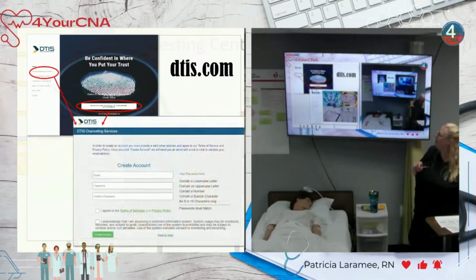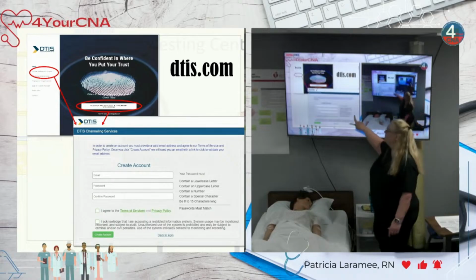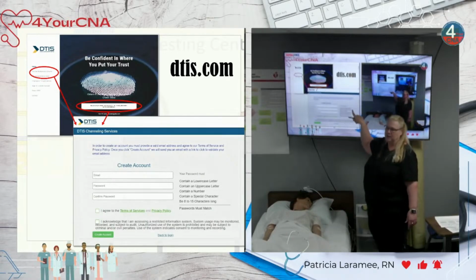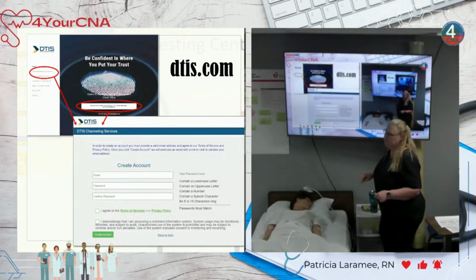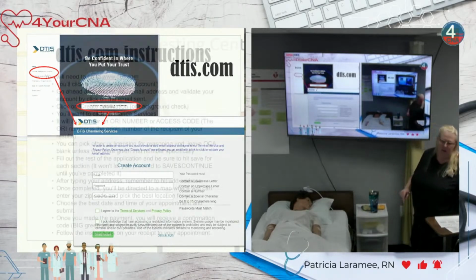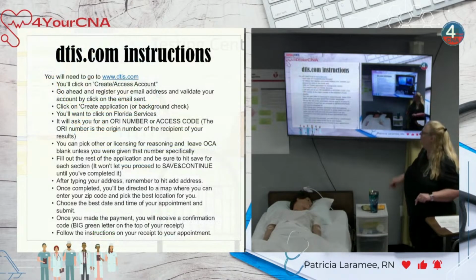When you do that, it's going to give you one of these create an account pages. This is one of those super secret passwords that everybody has a hard time creating, with letters and numbers and symbols and all of that. Just create a super secret password. And these are the instructions I just gave you.